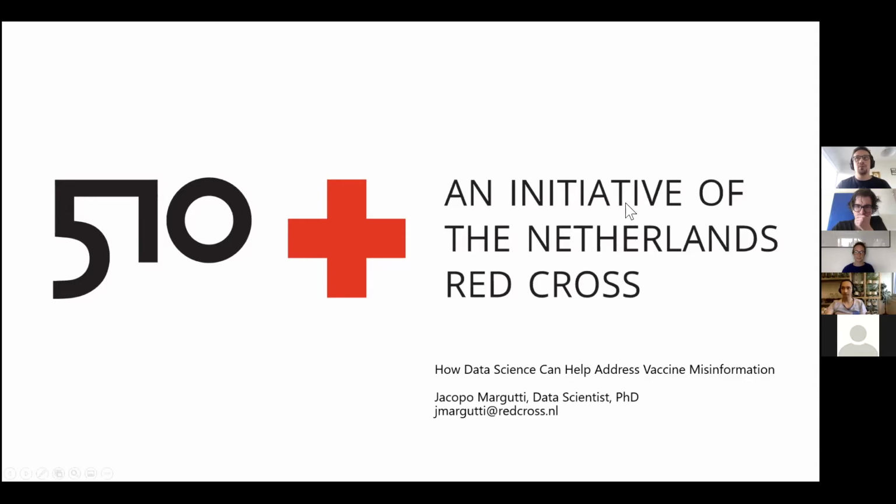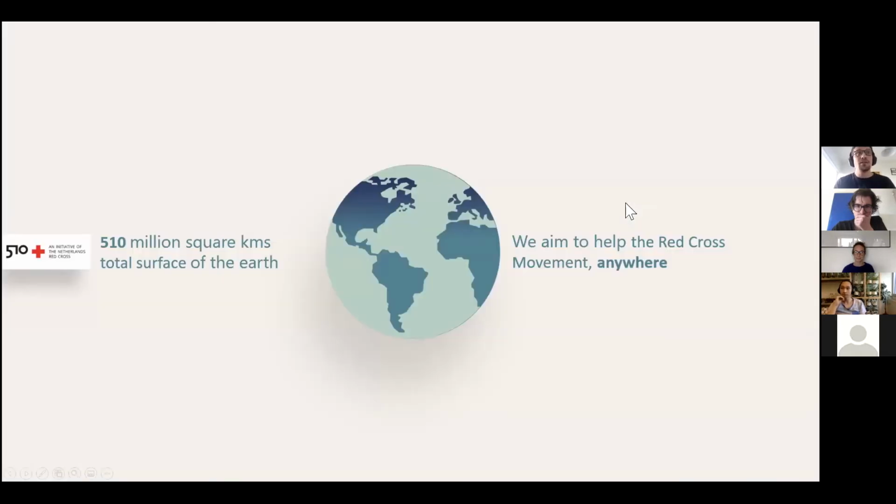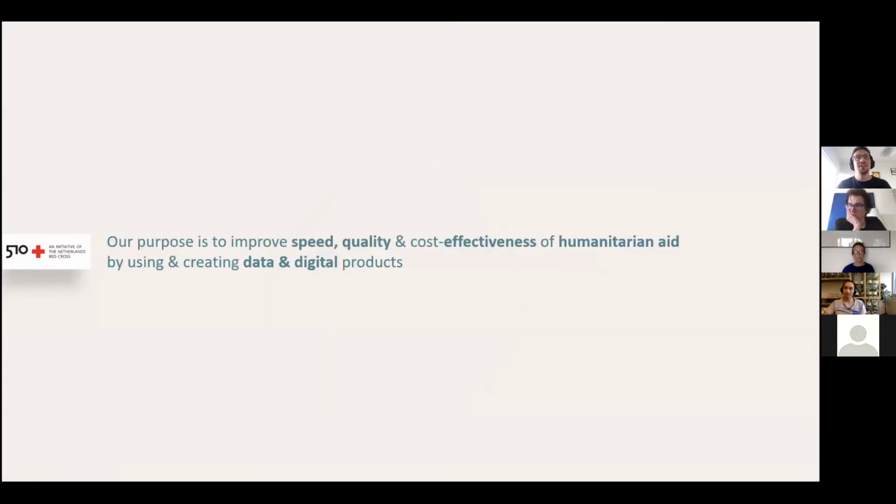Now, first, a few words about our group. 510 takes its name from the surface of Earth, 510 million square kilometers, because, well, we are a data team and we aim to help the Red Cross movement anywhere in the world. Our purpose is to improve speed, quality, and cost effectiveness of humanitarian aid by using and creating data and digital products. It's a bit of a word salad, but I will give you more concrete examples on the way.